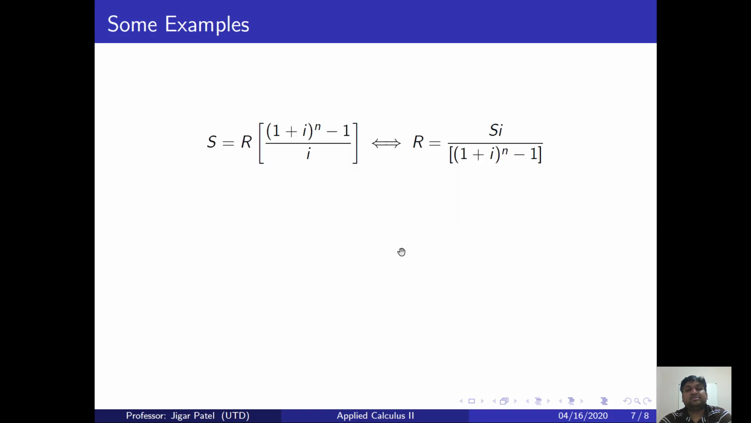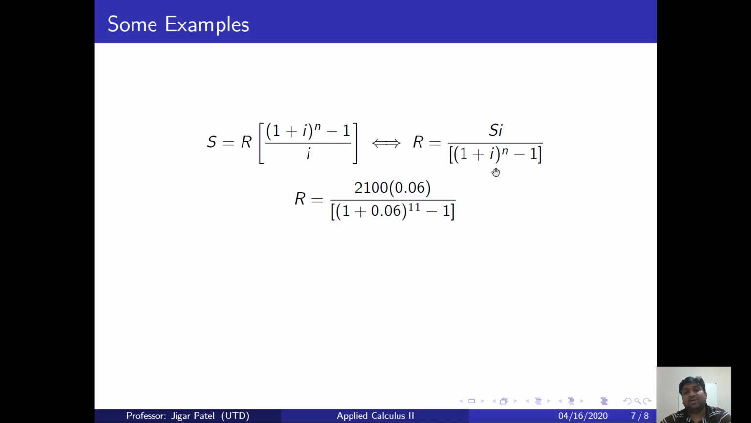Here is the formula: S equal to R times (1 plus i) to the n minus 1, over i. I'm going to write down this formula in terms of the periodic payment. So solve it for the periodic payment. Multiply both sides by i and divide both sides by (1 plus i) to the n minus 1. And this is the formula you are going to get: R equal to S times i divided by (1 plus i) to the n minus 1. Understand that S, i and n are given. I need to compute R, and that's why I solve it for R first.